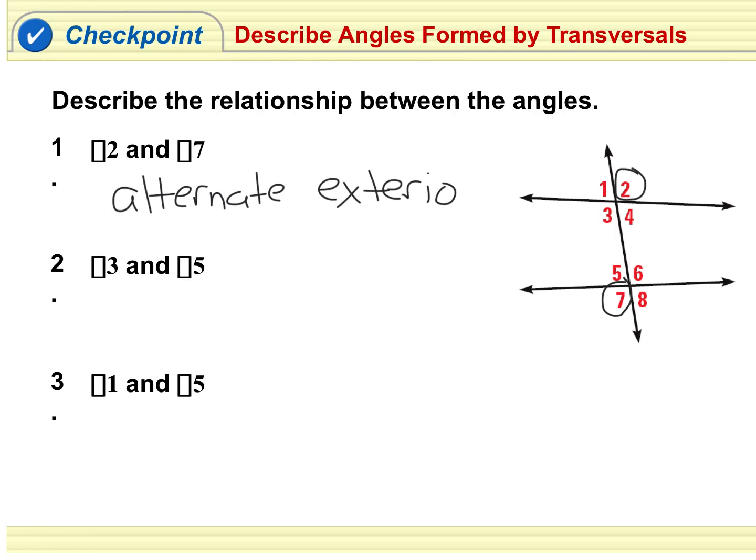Alternate exterior. All right, now we're looking at 3 and 5. What's the first question you ask yourself? Look at the parallel lines, inside or outside? Inside. So that means interior. Transversal, same side, opposite side. Same side interior. Yes, it would be same side interior or consecutive interior.